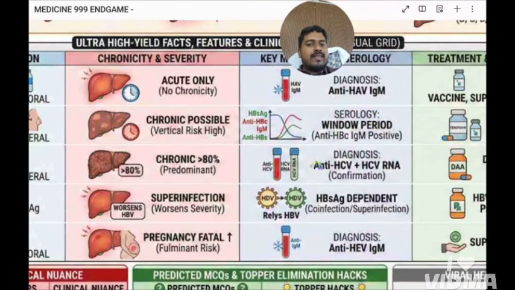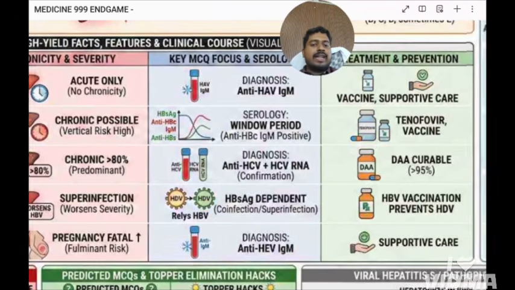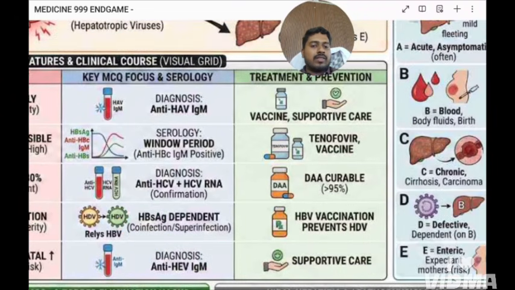Third, in case of hepatitis C, you will do 2 tests. One is anti-HCV, which will find antibodies against HCV, and second is HCV RNA. HCV RNA is a confirmation test because there you get the number of copies, how much HCV RNA is there, and anti-HCV is used as a screening test. Hepatitis D is HBsAg dependent, and we don't have any test for this. For HEV, we do anti-HEV IgM. There also we have supportive care.